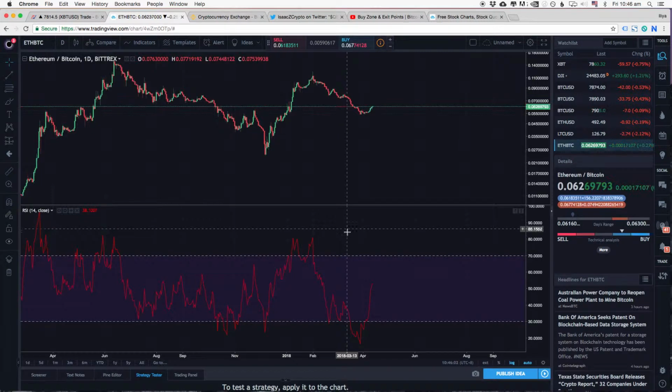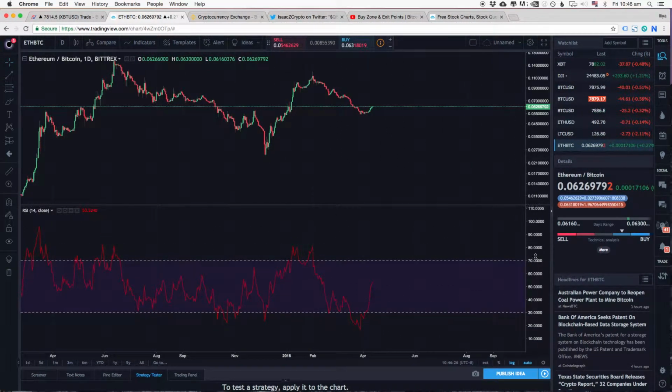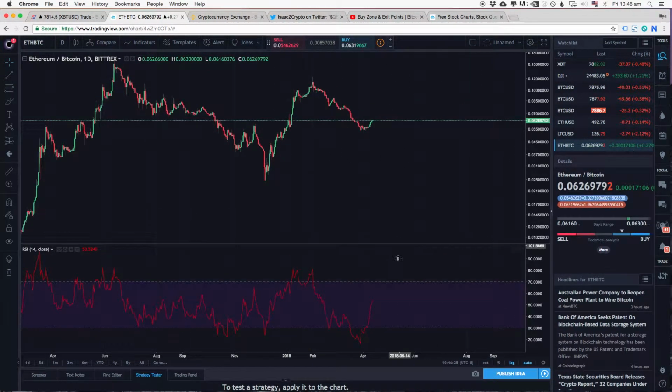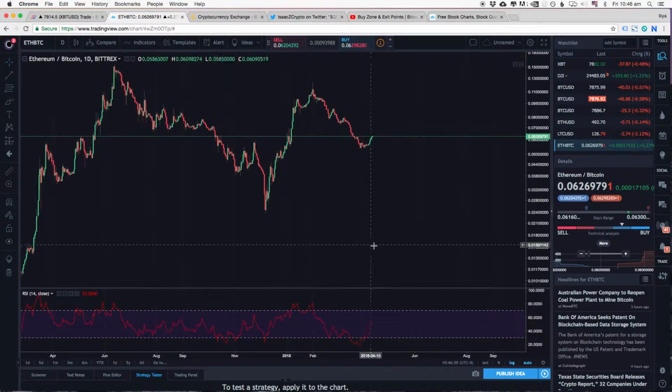Above 70 is overbought. This is when you want to sell. Below the purple box is where you want to buy. This means it's majorly oversold. Once it's below 30, your mouth should be watering, and you should say, okay, this is very close to my buy area. That's all you have to do for RSI.